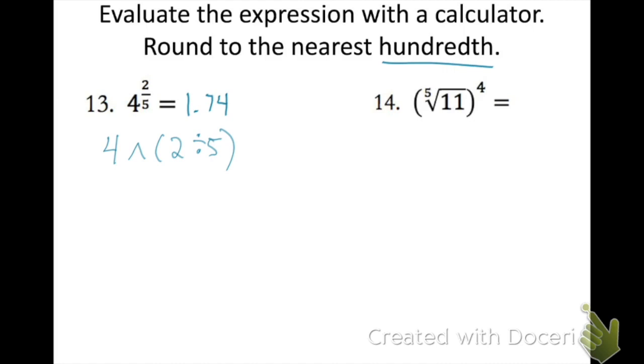Now on number 14, you can think of this in exponent form. So it would be 11 raised to the 4/5 power. And when you put that on your calculator, rounded to hundredths place would be 6.81. So again, you can think of that as 11 raised to the 4/5 power. And on your calculator, you might need to put it in like this. So 11 and then that raised to any power key, open parentheses, 4 divided by 5.